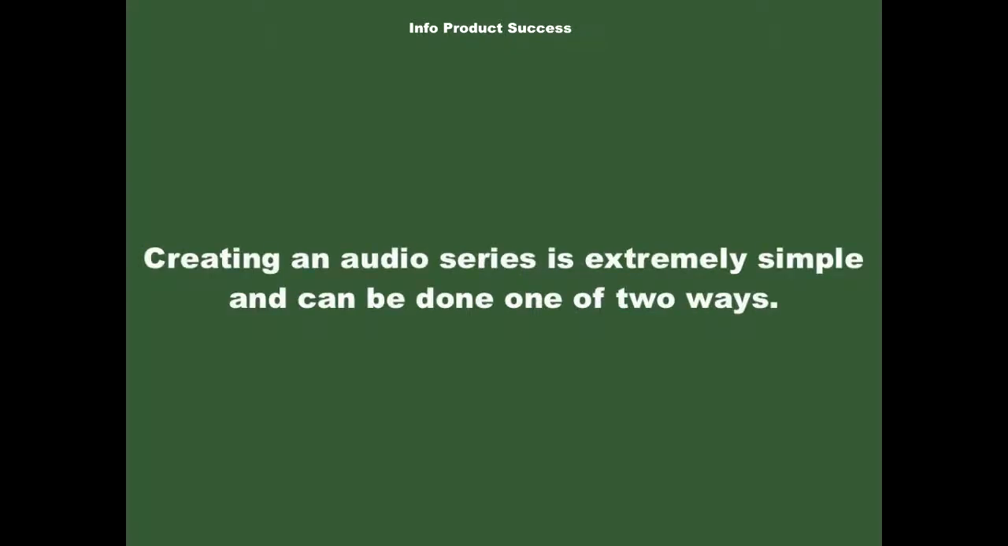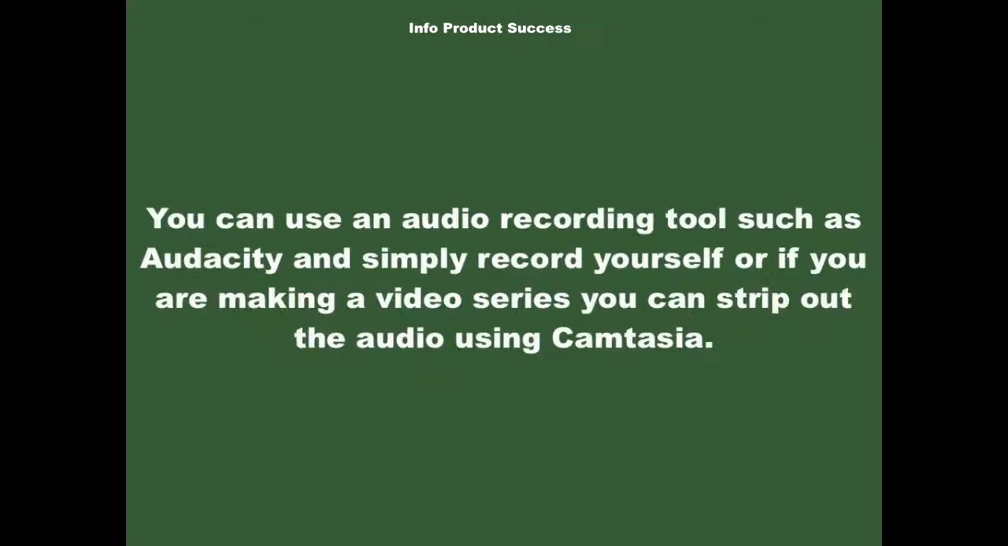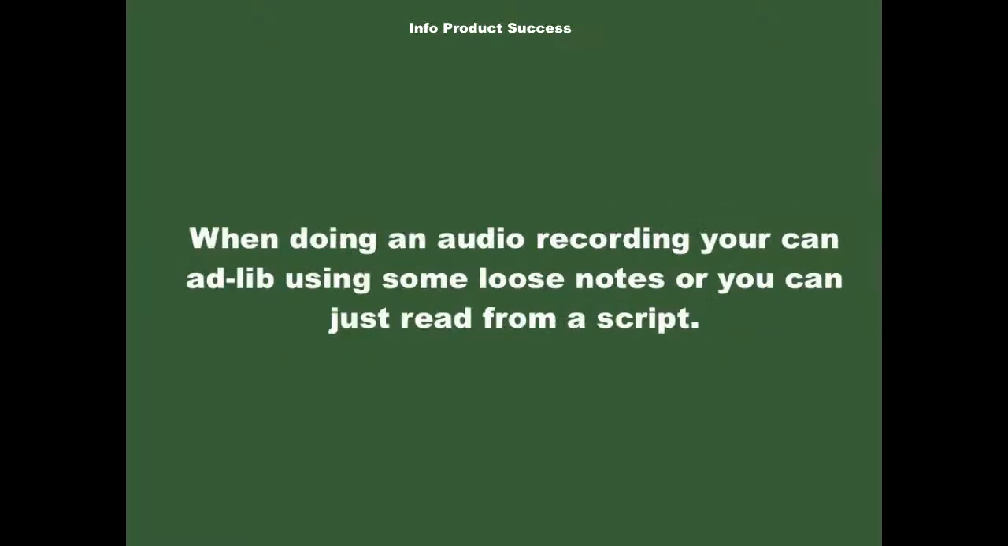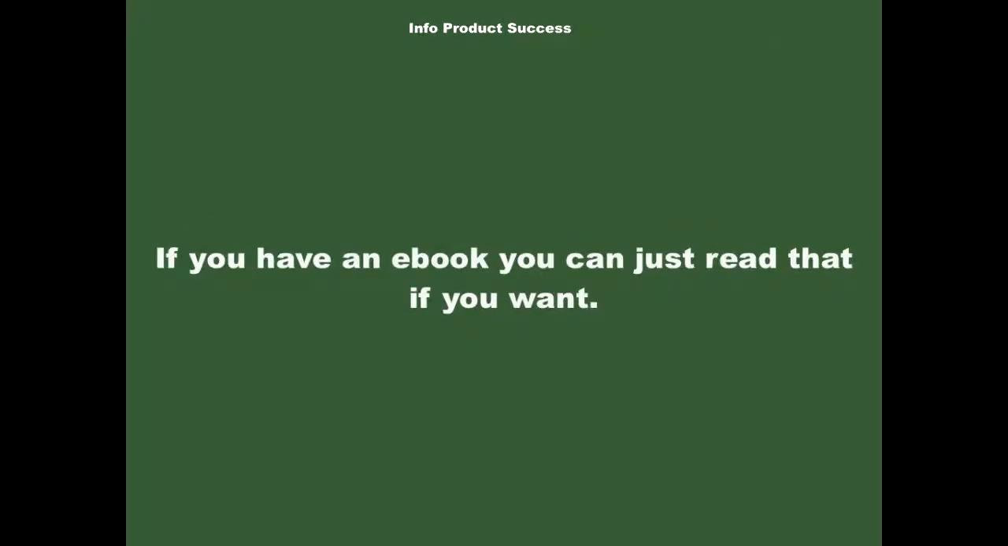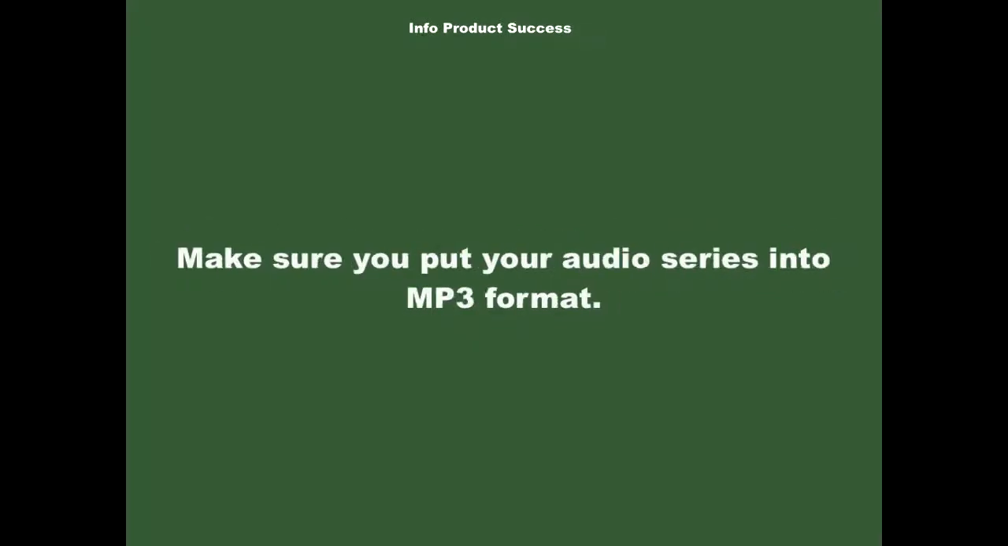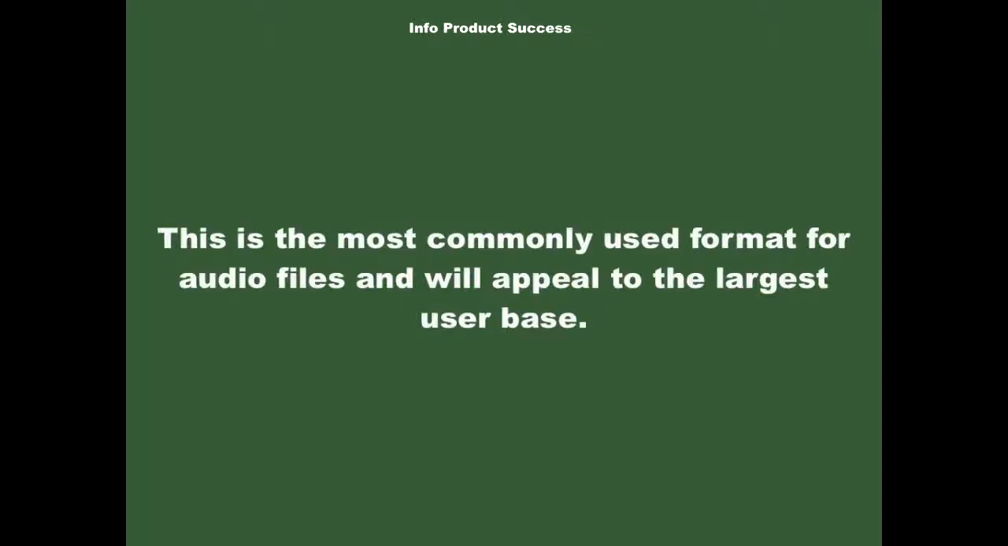Number 5. Audio series. Creating an audio series is extremely simple and can be done one of 2 ways. You can use an audio recording tool, such as Audacity, and simply record yourself, or if you are making a video series, you can strip out the audio using Camtasia. When doing an audio recording, you can ad-lib using some loose notes, or just read from a script. If you have an ebook, you can just read that if you want. Make sure you put your audio series into MP3 format. This is the most commonly used format for audio files, and will appeal to the largest user base.